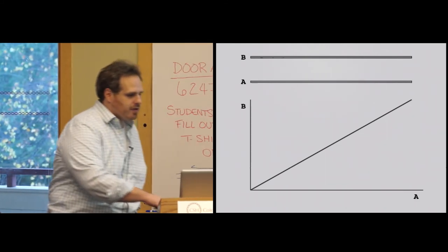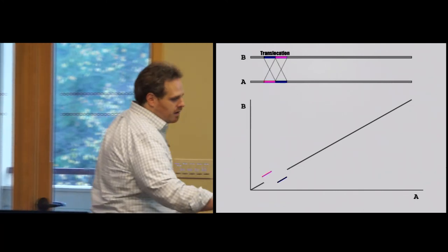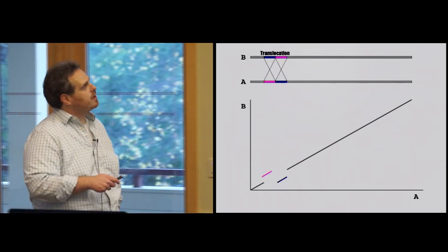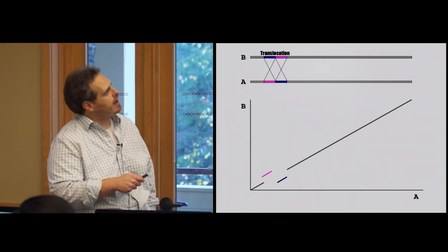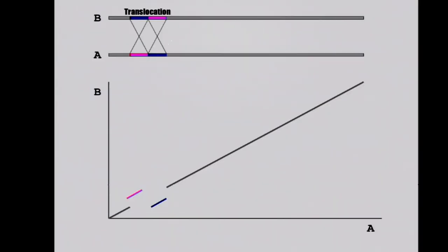So let's imagine that there's a translocation between the two genomes. Just to give it some names, A goes 1, 2, 3, 4. B goes 1, 3, 2, 4, right? So on the A genome, we have 1, 2, 3, 4, and on the B genome, we have 1, 3, 2, 4. We have that sort of swapping.